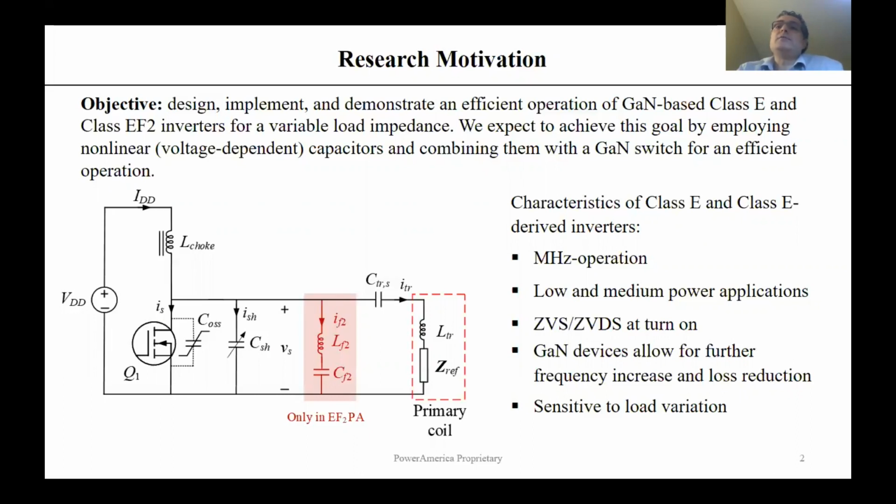Class C type resonant inverters are intended for low and medium power applications, and they are typically operated in the megahertz range. These single switch converters operate efficiently at high frequency due to a carefully selected network of reactive elements that surround the switch and assure zero voltage switching and zero voltage derivative switching of the active device. That way, we eliminate the dominant terminal loss of the switch. The use of emerging GaN devices allows for further increase of frequency and efficiency.